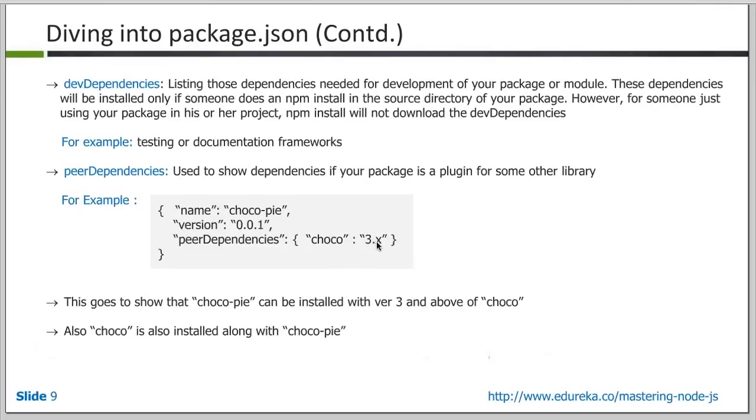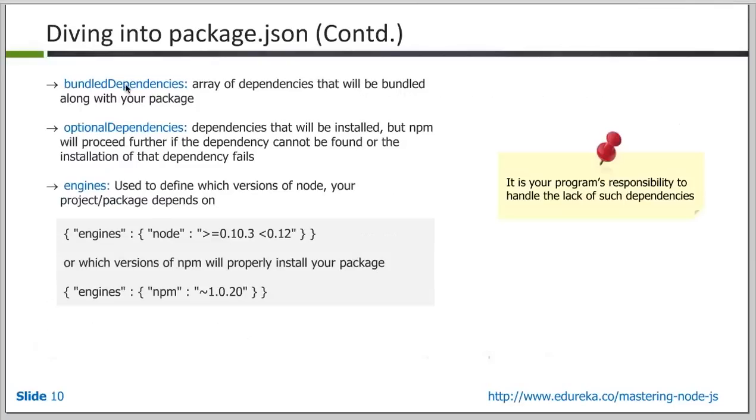That is what the version 3.x means. So we're going to talk a bit more about the versioning and what are the good and bad things to do with it. Also, Choco is also installed along with the ChocoPy module when you run npm install. There are other sections called bundle dependencies, optional dependencies. Generally, we rarely use these three properties.